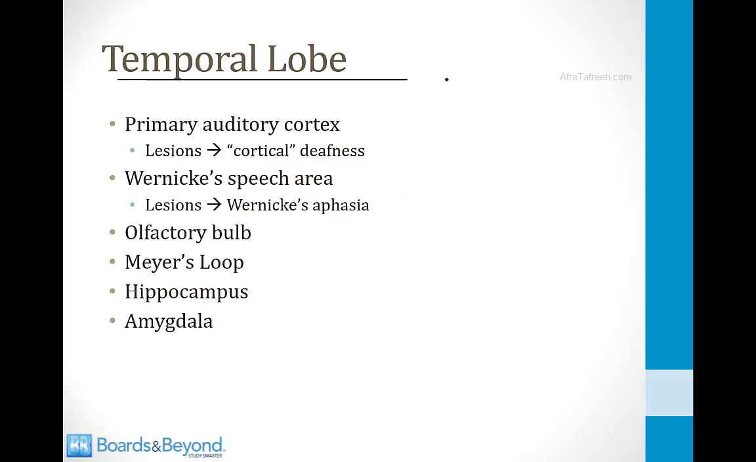Now let's talk about the temporal lobe. The temporal lobe contains your primary auditory cortex. This is the portion of your cortex that interprets sound. Lesions here lead to what's known as cortical deafness. It means the structures in the inner ear work normally, but you cannot perceive sound.